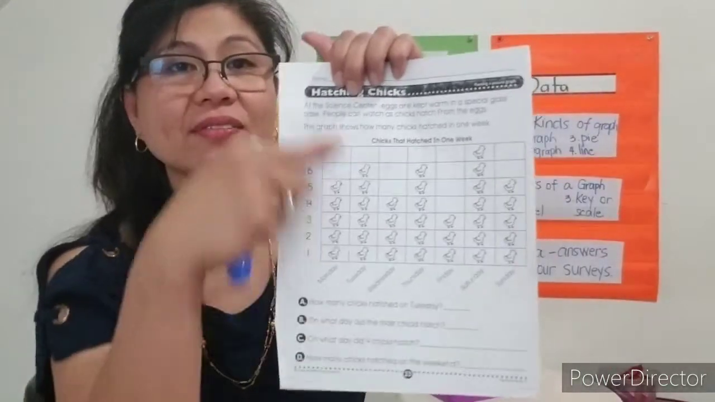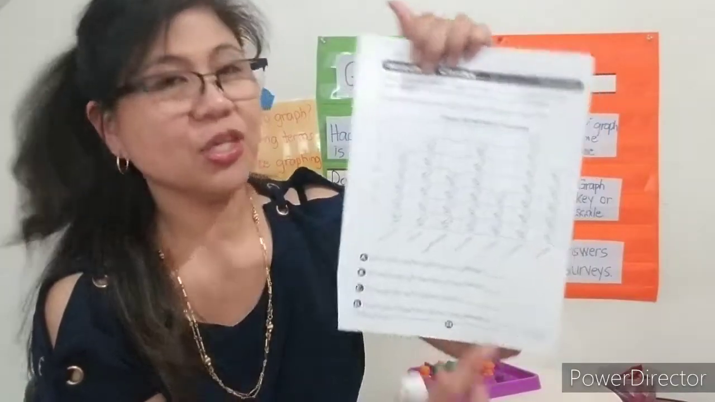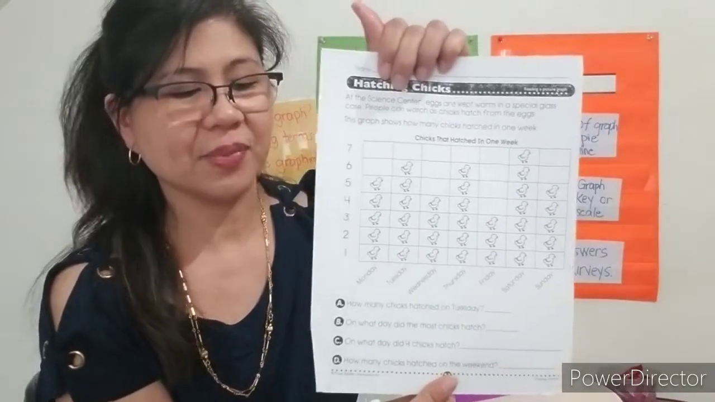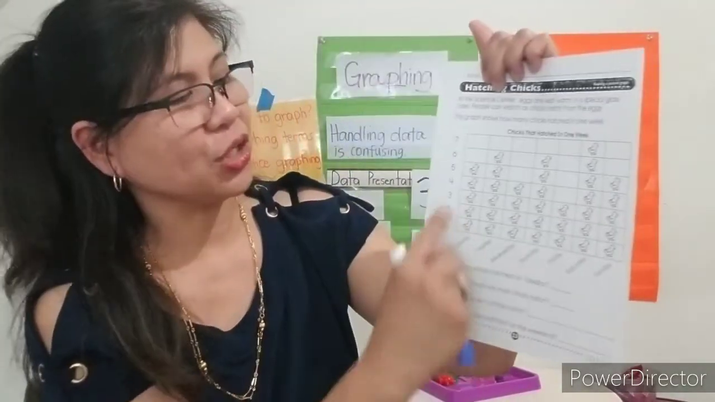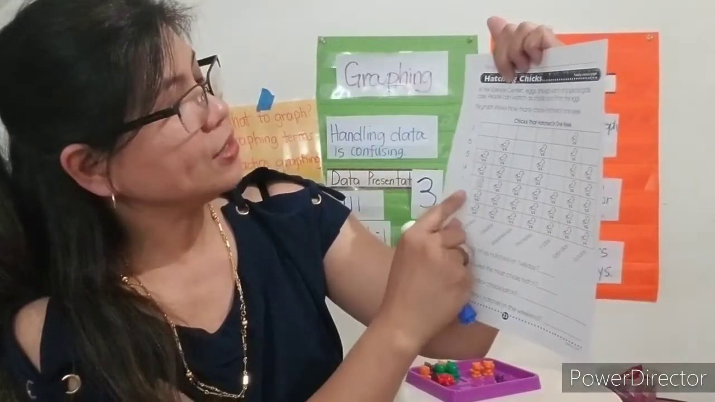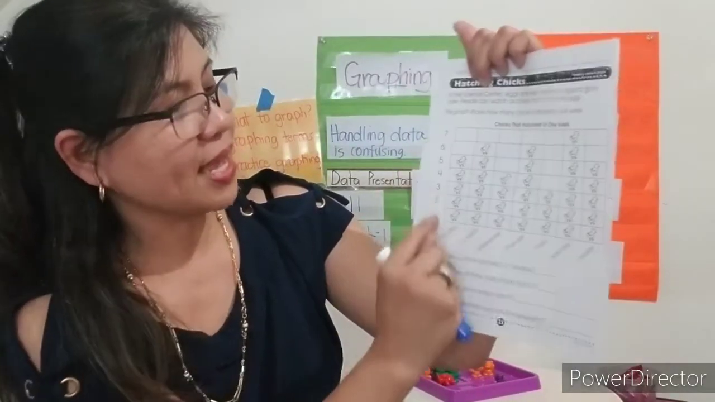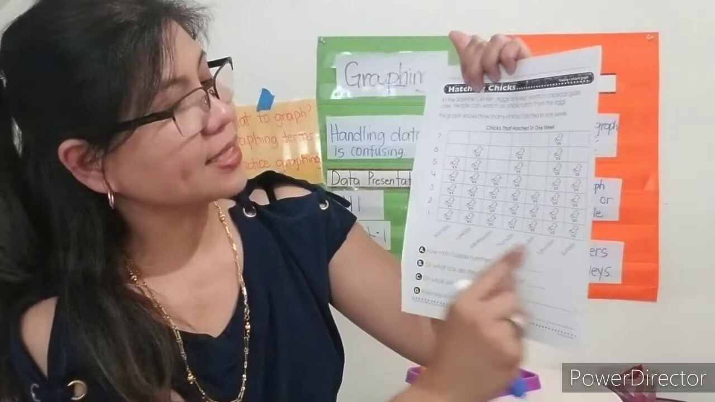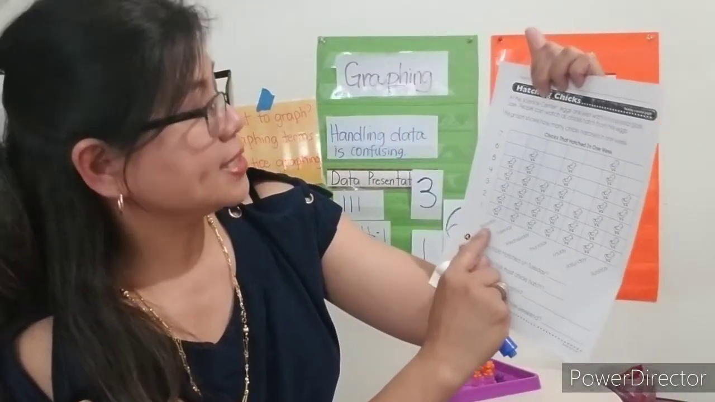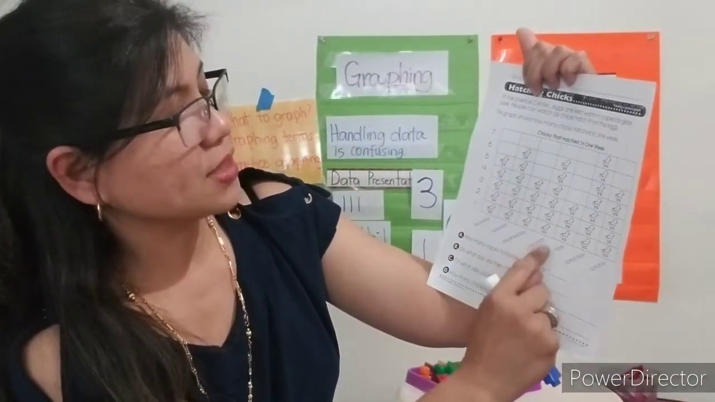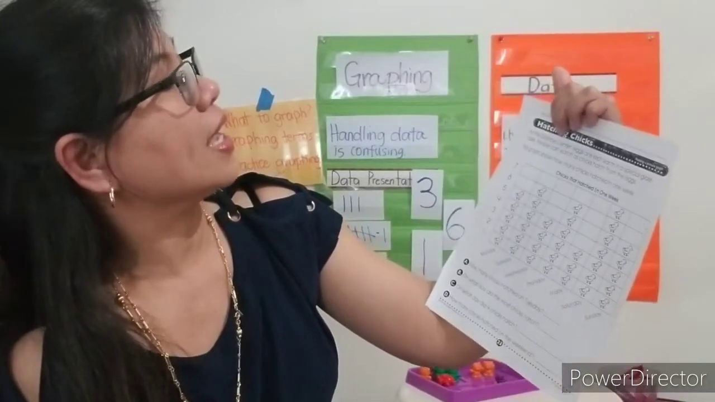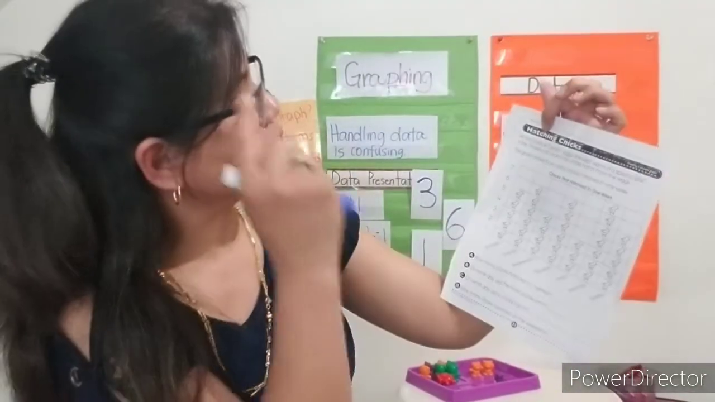Okay, now I have the data. All you need to do is read the data for me. You can pause the video anytime and answer the question using the data. It says here 1, 2, 3, 4, 5, 6, 7. I have numbers 1 to 7, and down here I labeled it. This is Monday, Tuesday, Wednesday, Thursday, Friday, Saturday, and Sunday. Wow, what is this graph about?